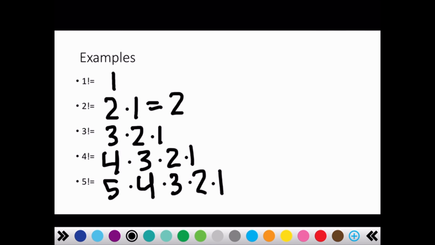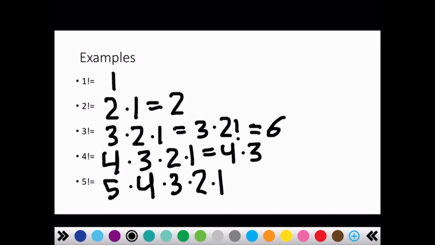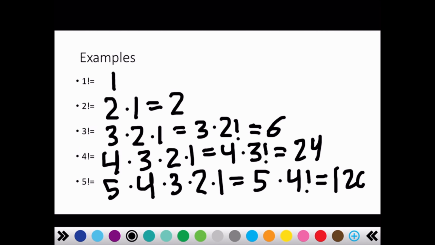Now notice I didn't write the answer here, because if we know the previous factorial from the number that we're trying to find, then we can easily find this factorial. For example, 3 factorial is just 3 times 2 factorial, and the answer is just 6, because 3 times 2. 4 factorial is just 4 times 3 factorial, and we already know 3 factorial to be 6, so it's just 24. And then 5 factorial is just 5 times 4 factorial, and 4 factorial is 24, so 5 factorial is 120. Let's see if we can make a formula out of this.